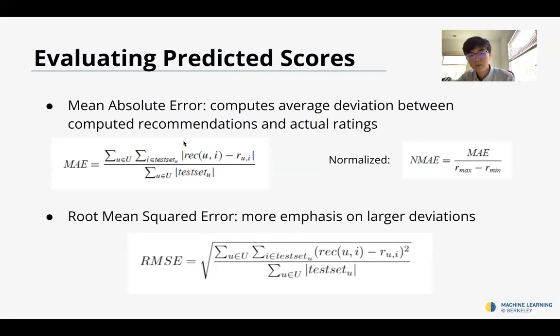Mean absolute error just averages over the absolute difference. And root mean squared error takes the square root of the average of the squared differences. The difference here is that because you're doing this squaring, you place more emphasis on larger deviations, whereas in the mean absolute error case, you only penalize deviations proportionally to how large the deviation is. Root mean squared error is proportional to the square. So you're penalizing larger deviations more than proportionally.